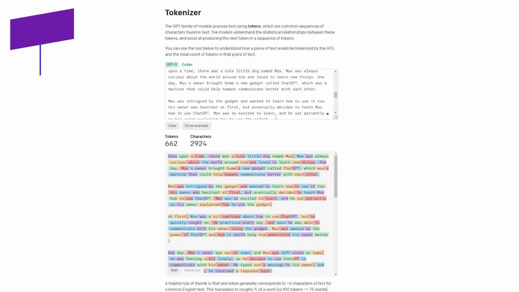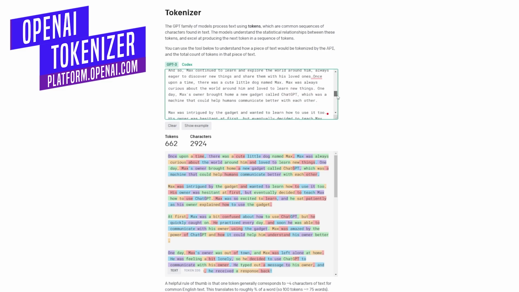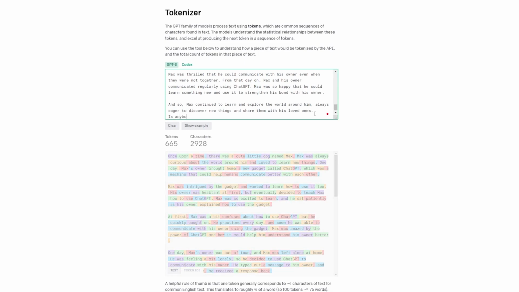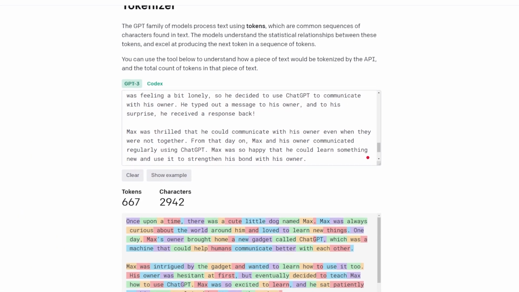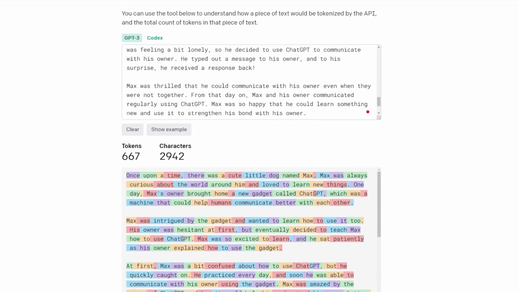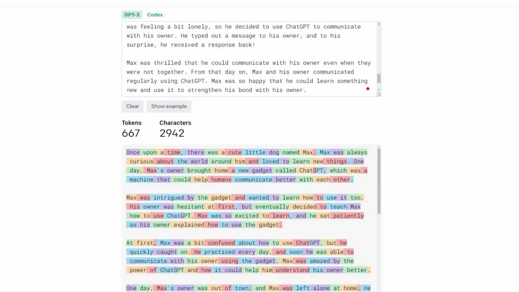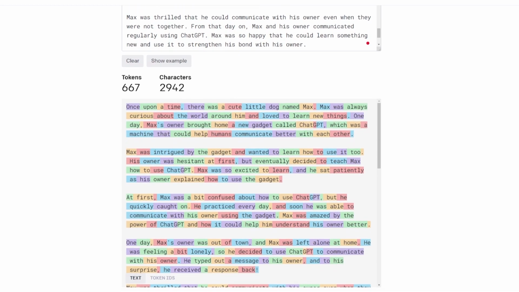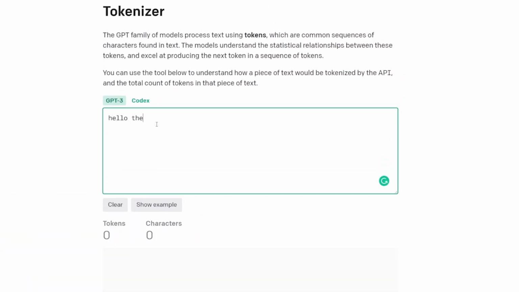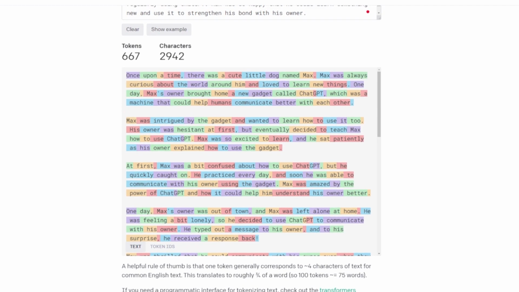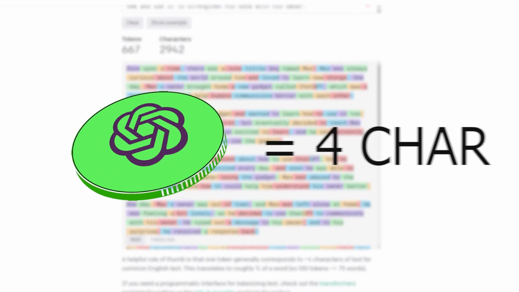prompt size matters. Any prompt that's been submitted to ChatGPT can use up to 8,192 tokens. However, ChatGPT's response is included in that token limit. You may be putting yourself at a huge disadvantage if you're writing these large prompts because you're going to get limited output. OpenAI have a tool called a tokenizer that can be used to break down a piece of text and visualize how it would be tokenized by the OpenAI API. Like for instance, the text, "Hello there, my name is Benjamin Franklin," uses 8 tokens, despite it being 40 characters. A helpful rule of thumb is that 1 token generally corresponds to 4 characters of text.